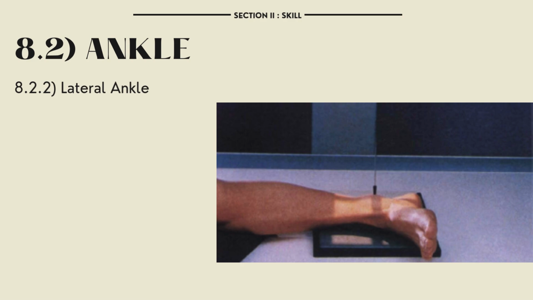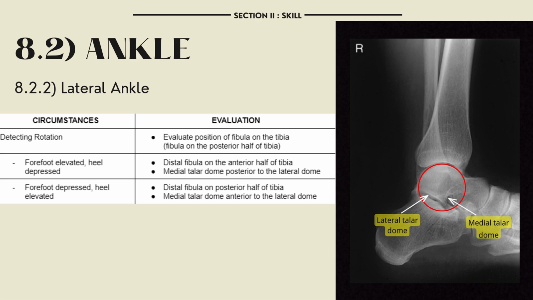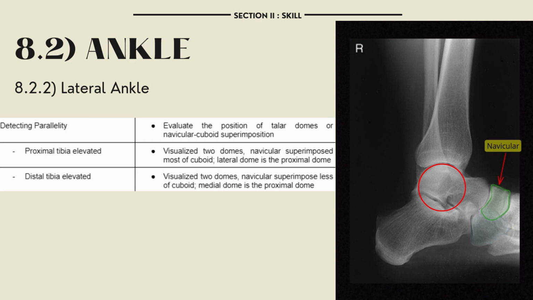The radiographer should detect rotation and parallelity in the lateral ankle. Evaluate the position of the fibula on the tibia to detect any rotation. When the forefoot is elevated, the medial talar dome is posterior to the lateral talar dome. And when the forefoot is depressed, the medial talar dome is anterior to the lateral talar dome. The position of the talar dome also can be used to detect the ankle parallelity. Additionally, the superimposition of the navicular and cuboid also can determine the parallelity as described in the slide.